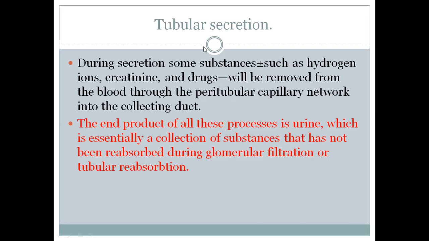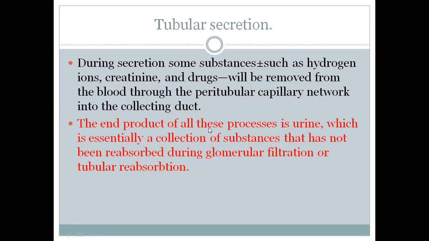Yes, beta. Around the proximal convoluted tubule, okay. Not only around the proximal convoluted tubule, it is around the distal convoluted tubule also. The peritubular capillaries are surrounding the distal convoluted tubule and the proximal convoluted tubule. And here we have the loop of Henle. What do we have over there? We have the vasa recta. So these will be removed from the blood through the peritubular capillary.